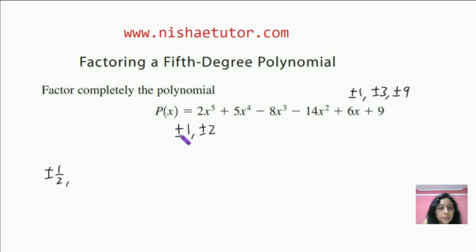Plus minus 1 divided by plus minus 1 is plus minus 1. Then 3 divided by 2, 3 divided by 1, 9 divided by 2, and 9 divided by 1. I wrote them in ascending order. We check the positive candidates first, beginning with the smallest one, which is 1 upon 2.